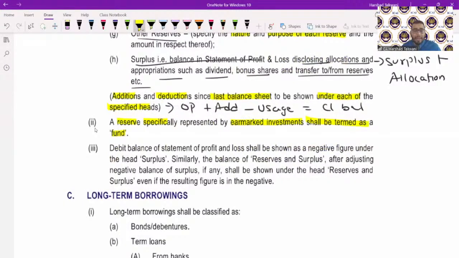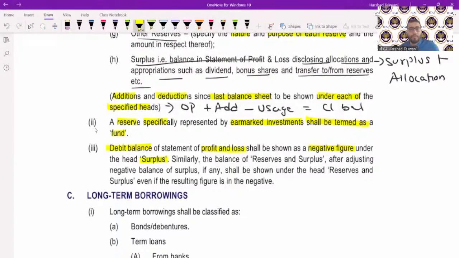Okay. Then the debit balance of the statement of profit and loss is like a negative value. Let's say a loss will be shown as a negative value under the head surplus. So if it is a loss, the debit balance of profit and loss is required to be shown as a negative figure under surpluses.